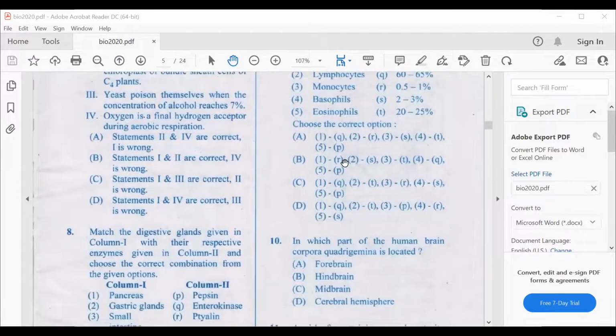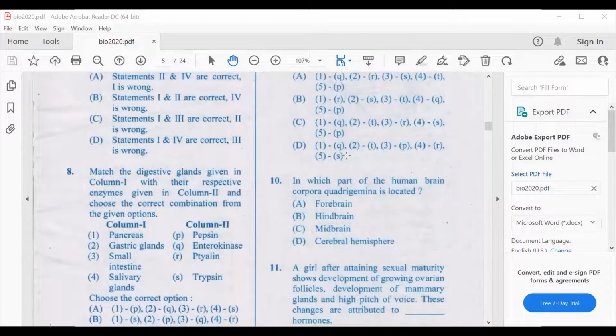So question number 10. In which part of the human brain is corpora quadrigemina located? Option A, forebrain. Option B, hindbrain. Option C, midbrain. Option D, cerebral hemisphere.